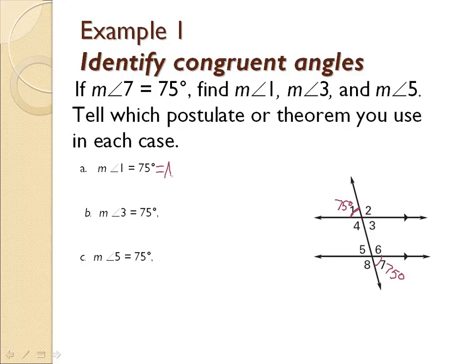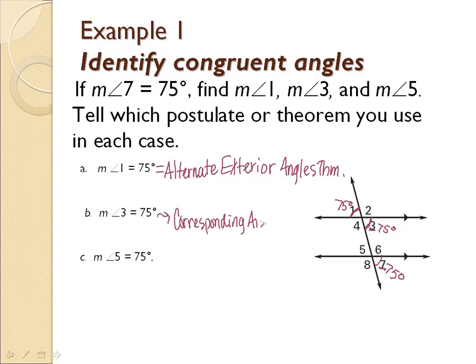So this is by the alternate exterior angles theorem. Angle 3 would also be 75 degrees, and we're looking in relation to angle 7. These two are corresponding angles. So that is by the corresponding angles postulate.